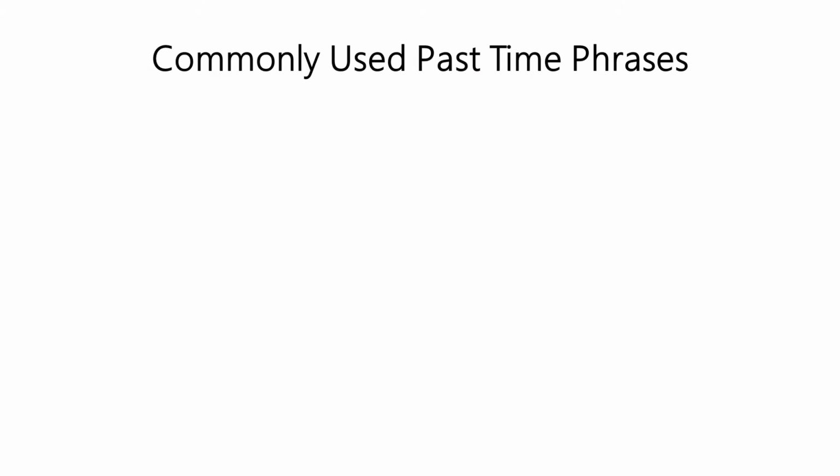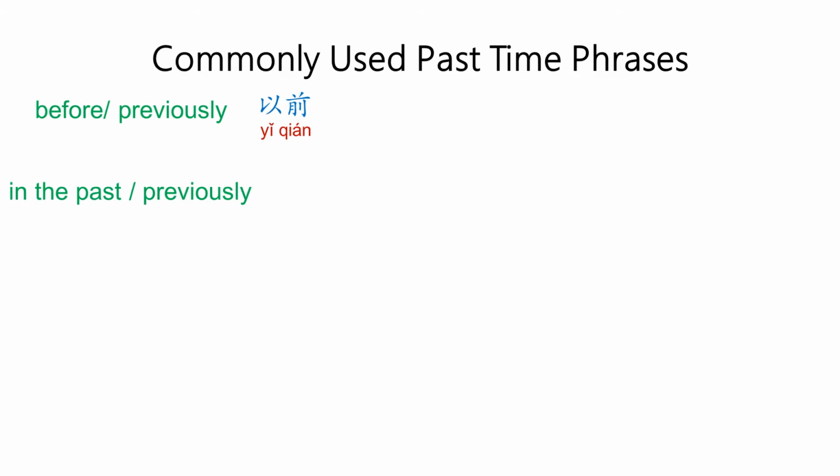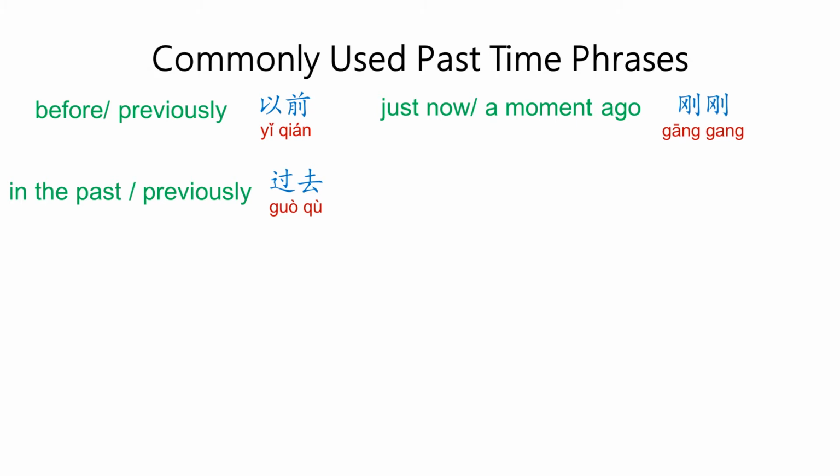Let's look at some commonly used past tense phrases. Before, previously, 以前. In the past, previously, 过去. Just now, or a moment ago, 刚刚. Another way to say it is 刚才. A few days ago, 前几天. Also, you can say 几天前.